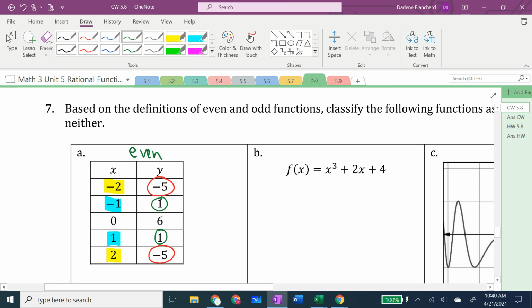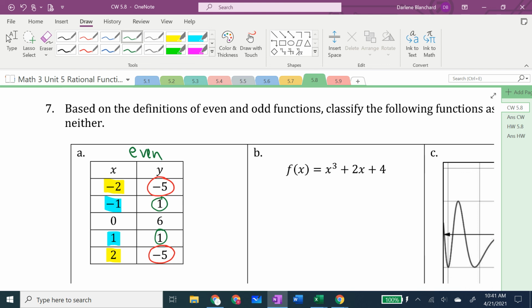And I want you to notice that I didn't look at x equals 0, because that gives me a y-intercept. But I want to remind you, with an even function, if you vertically shift it, it doesn't affect it being even. It doesn't change that. So for an even function, it doesn't matter what happens at x equals 0. It only matters that opposite signed x's have the same y.